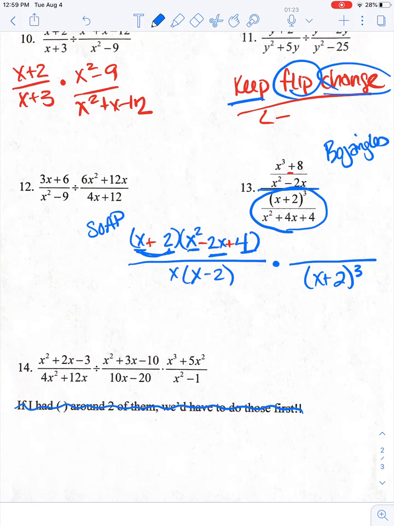In no way, shape, or form do I want to multiply that out. I want things in their factored form, so I'm just understanding that I have 3 of them. Then the bottom, which is going to become the top, is a trinomial. I want the factors of 4 that add to give me 4, and that's going to be 2 and 2.